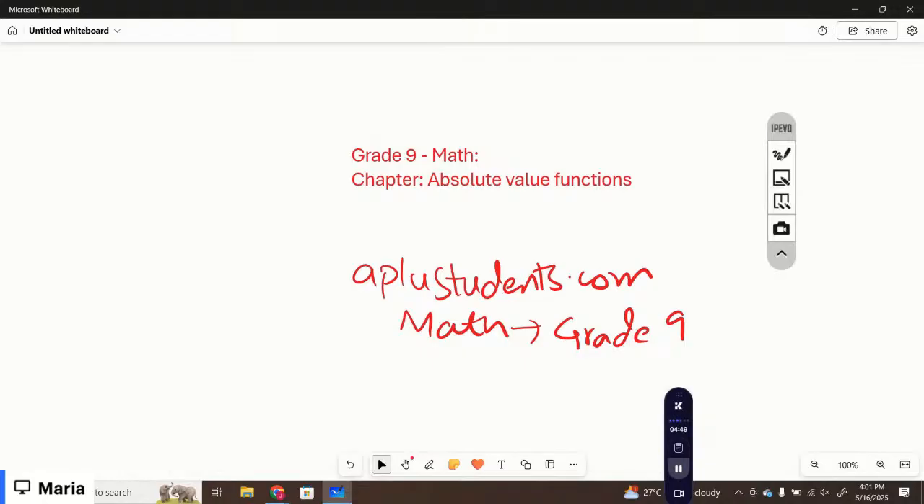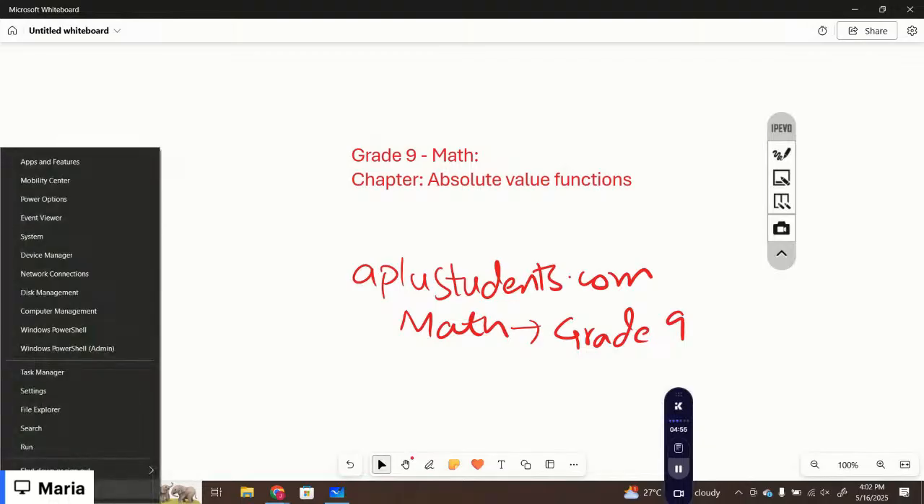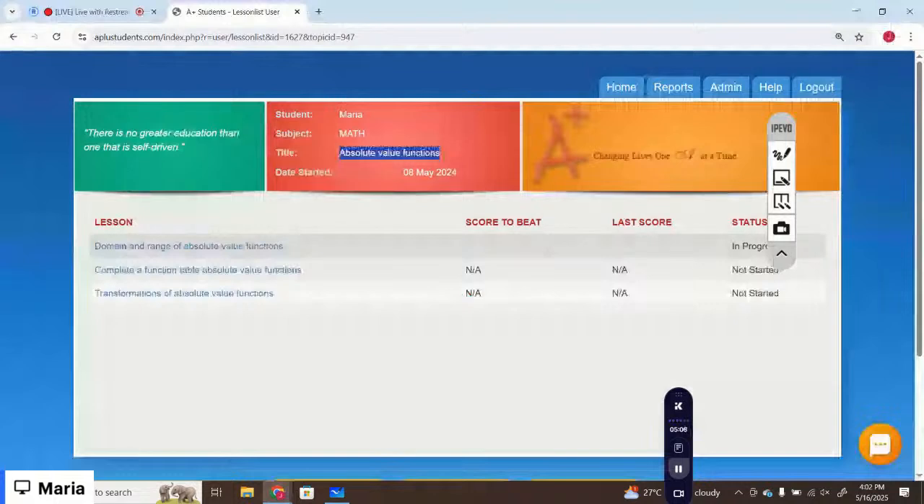So please make sure you have your book and pencil so that you can note down the important examples and definitions as well. Okay, here I'm on grade 9 math. The chapter we have right now is absolute value functions. Let's just start with the lesson that is domain and range of absolute value function.